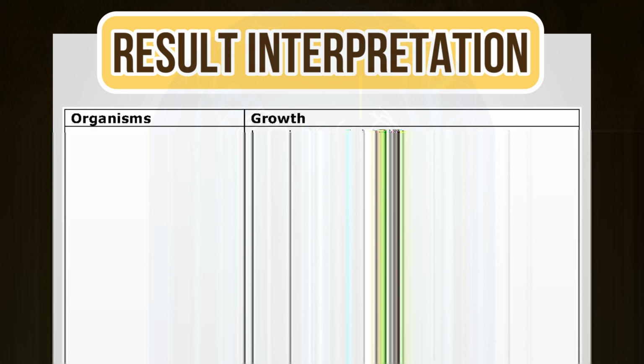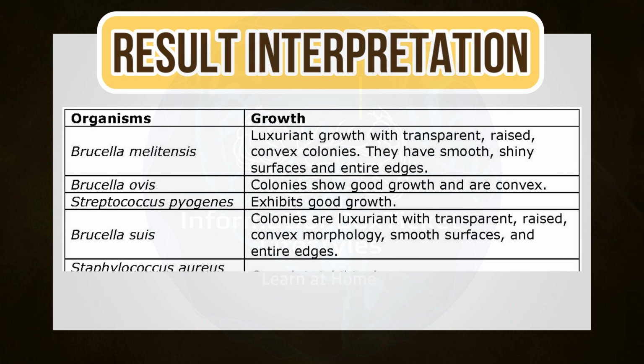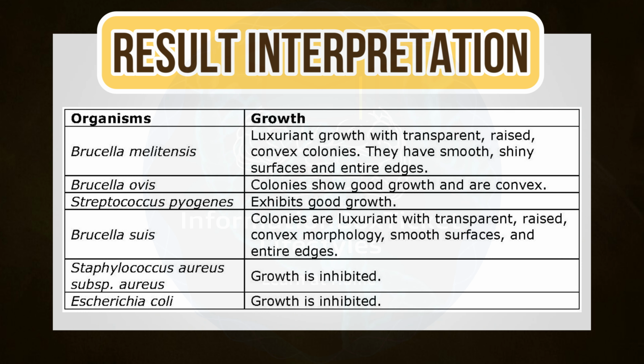Streptococcus pyogenes demonstrates vigorous growth on the medium. In contrast, Staphylococcus aureus subsp. aureus and Escherichia coli both show inhibited growth under these conditions. These observations highlight the differential responses of various organisms to Brucella agar, emphasizing its utility in microbial culture and identification studies.